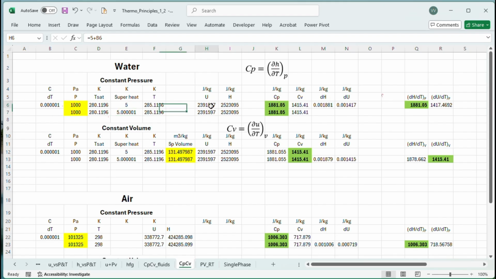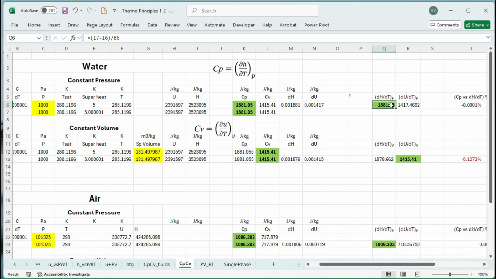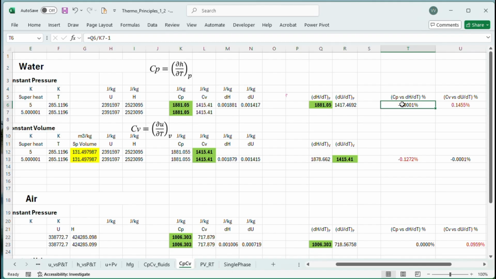You're calculating both the internal energy and the enthalpy at these two conditions of temperature and pressure. So you get CP values for those conditions directly using the CoolProp method. And then you also calculate that using the differential method. You can see that the differential method gives an almost identical value, so the error is almost non-existent.